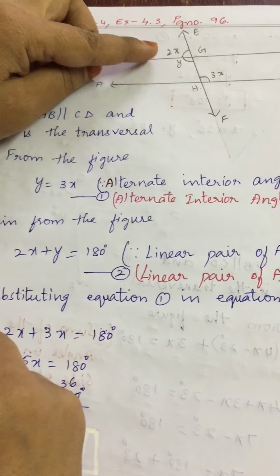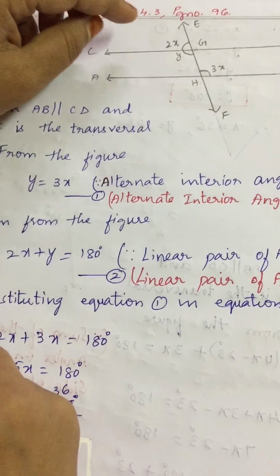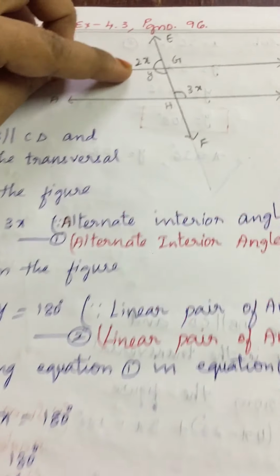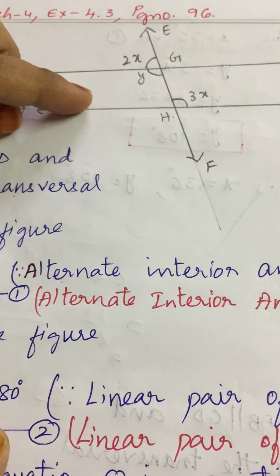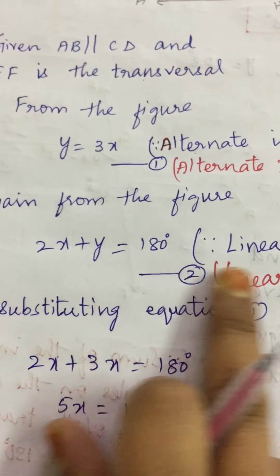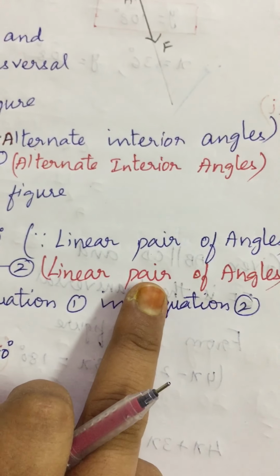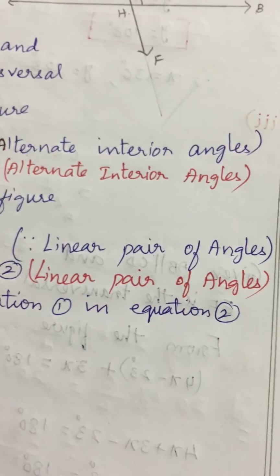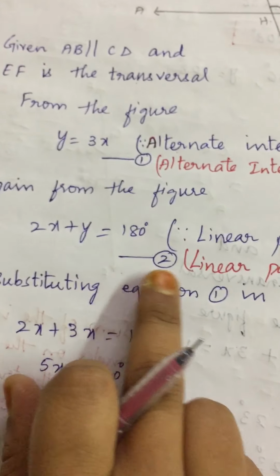Now see here in the figure again, 2X and Y he has also given. It is on a straight line, or you can say two adjacent angles on a straight line. Two adjacent angles on a straight line is nothing but a linear pair. So we can add those two angles, 2X plus Y is equal to 180. Sum of the adjacent angles on a straight line is equal to 180. We can say linear pair of angles. But we are talking about parallel lines, so better you write linear pair of angles. Now suppose this is equation 2.